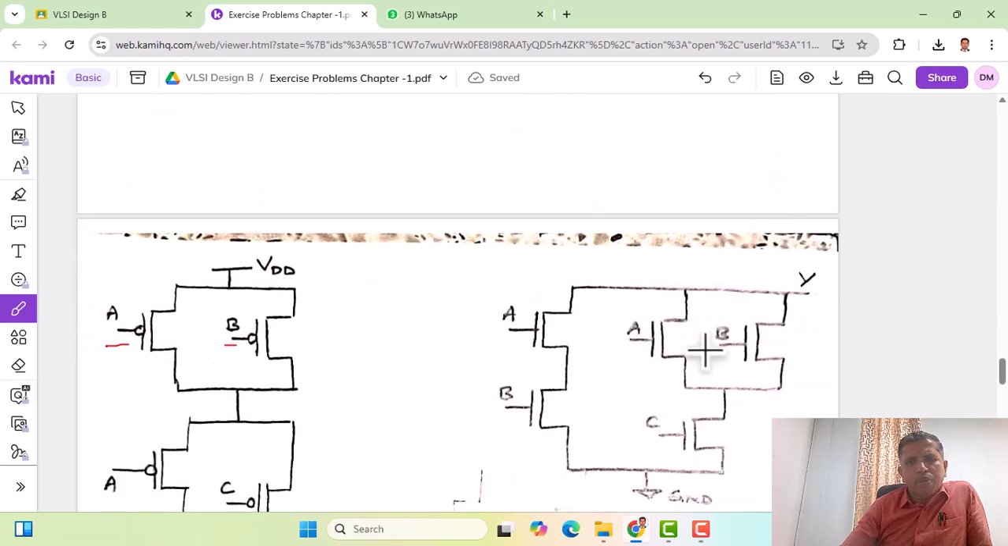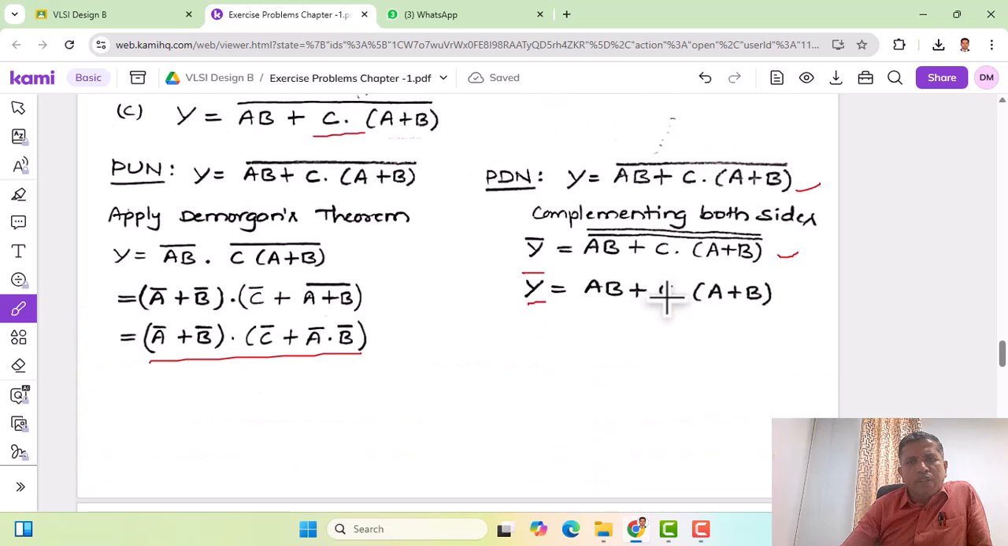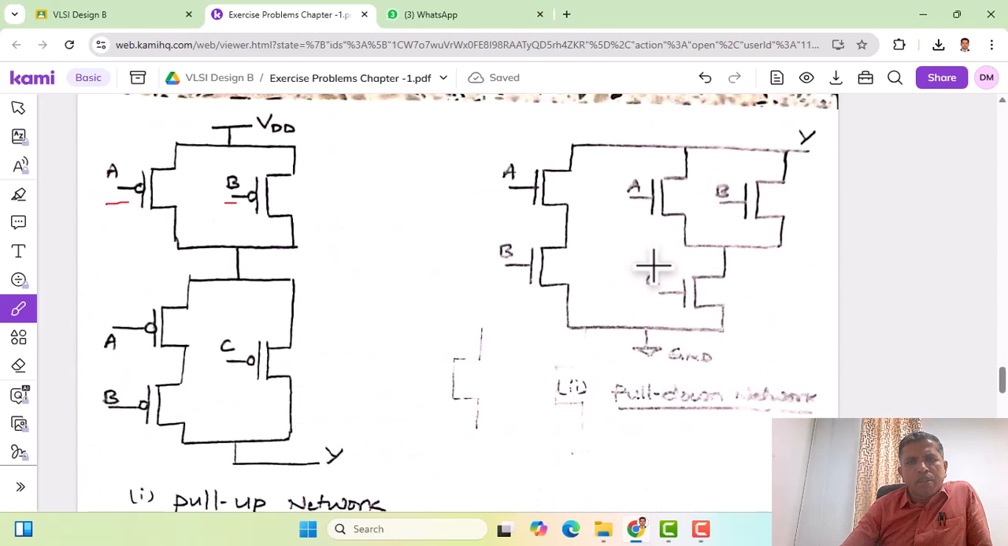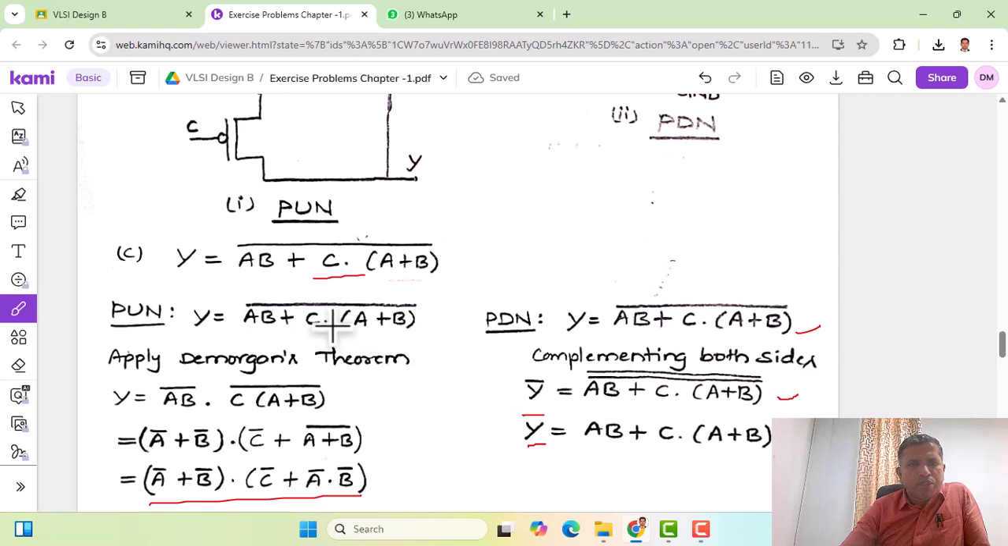As you can see, AB which are in parallel, and that is in series with the C, and the complete structure is parallel to the AB. So this is the pull down realization of the given Boolean expression. This is the Boolean expression which is given.